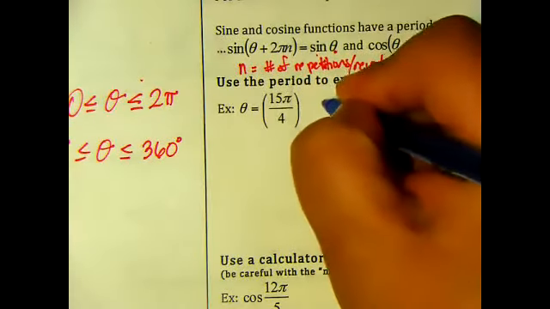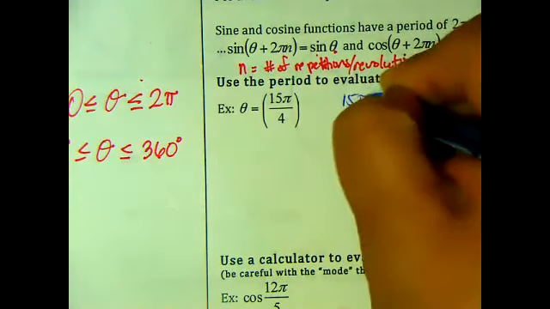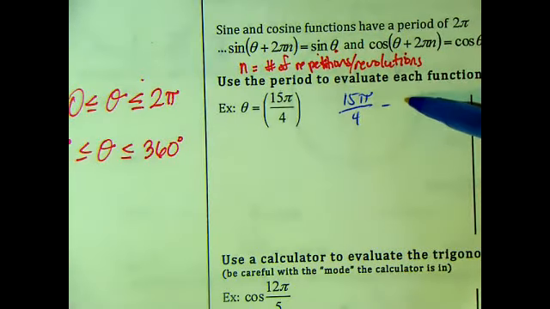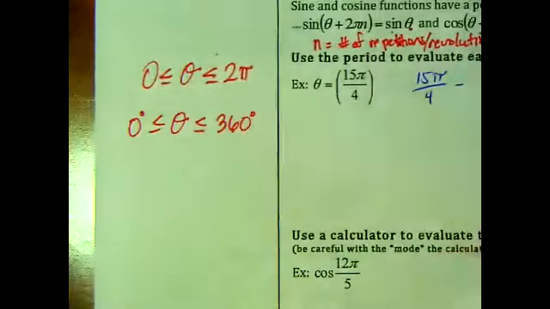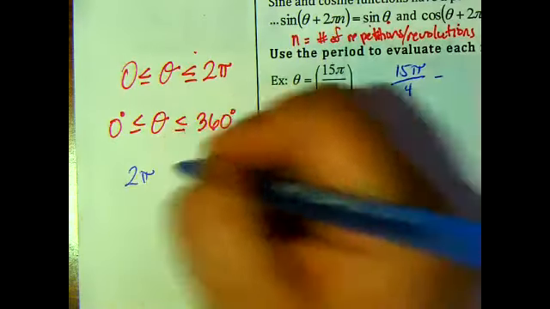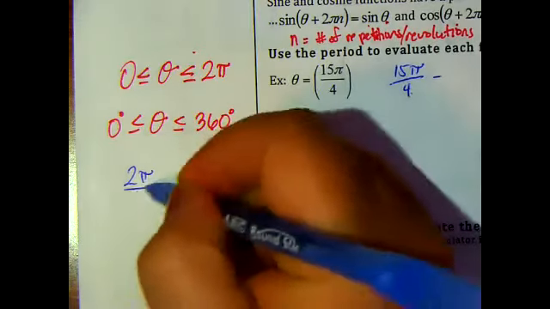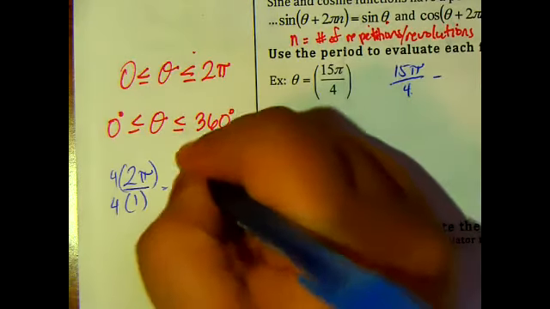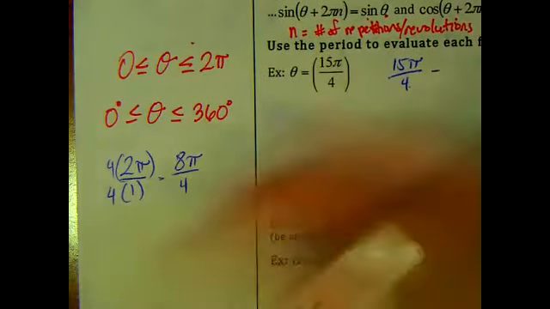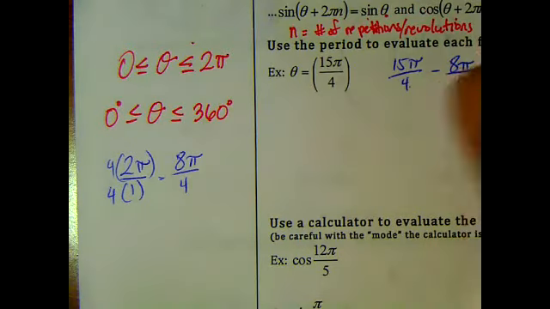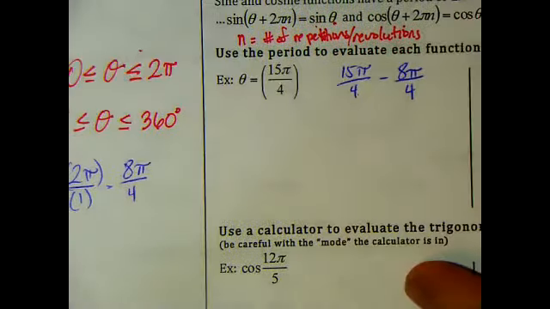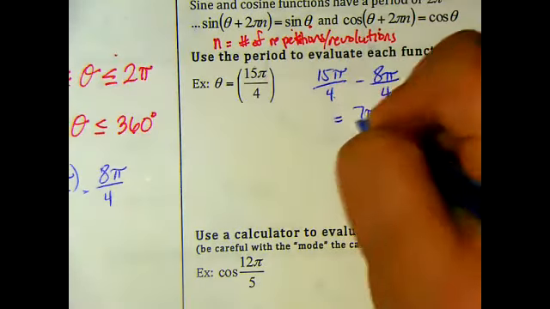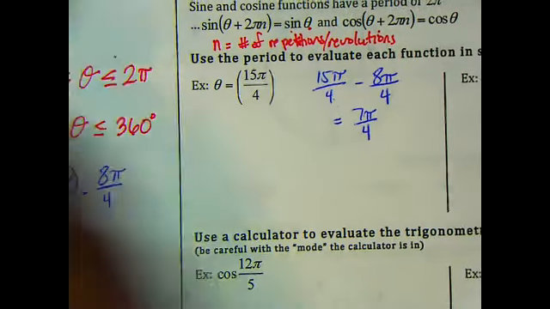So I'm going to take 15 pi over 4 and subtract 2 pi from it. But remember, we need 2 pi in terms of a common denominator. Our denominator is 4, so I multiply top and bottom by 4 and get 8 pi over 4. I subtract 8 pi over 4 from 15 pi over 4, and that gives me 7 pi over 4.